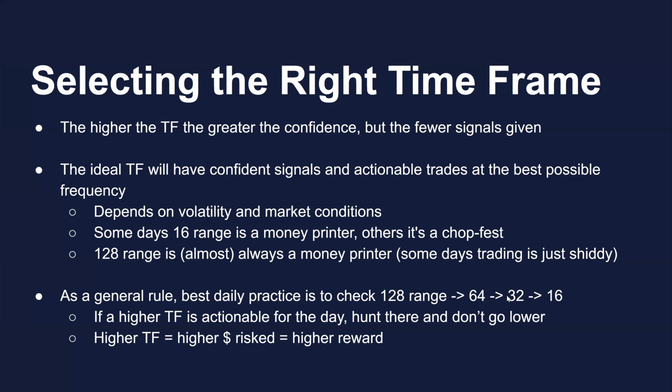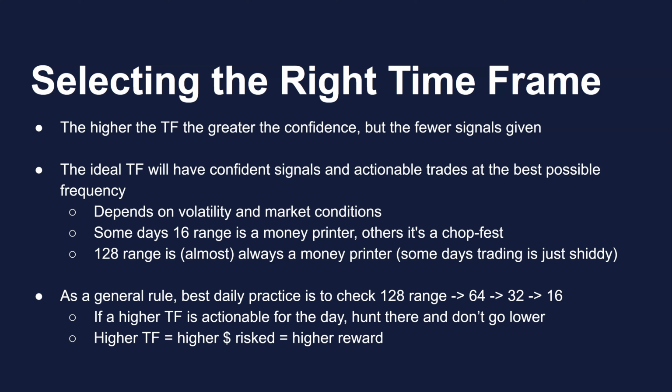So selecting the right time frame in general, we want higher time frames, which in this system represents the higher sized range charts. So 128, 64, those ones are where you want to be. The higher the time frame, the greater the confidence, the fewer signals will be given. So if you're on the 128 range chart, you're not going to have as many actionable trades as if you're on the 16 range chart. Hopefully the ones that you do get are going to be better.